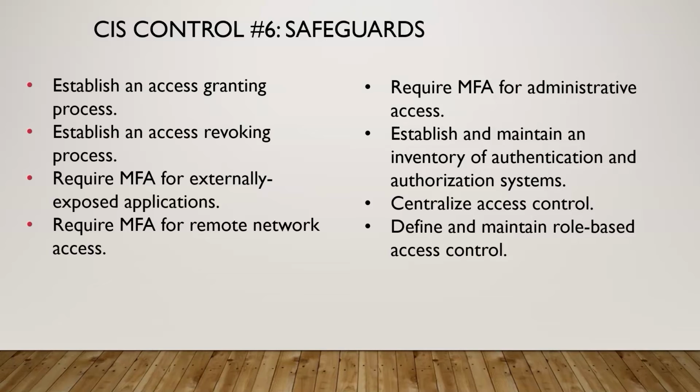Another safeguard is establishing and maintaining an inventory of authentication and authorization systems, so making sure we know what is actually granting that access. Centralizing that access control, and then finally defining and maintaining, in CIS controls, it says role-based access control, but just understand that there are different types of access control, and we can get very, very granular.